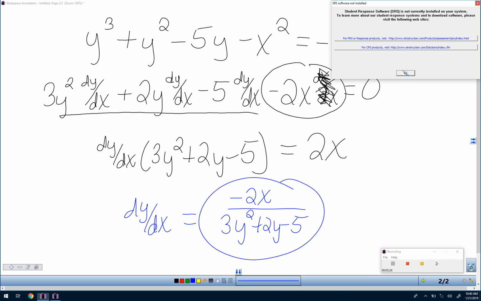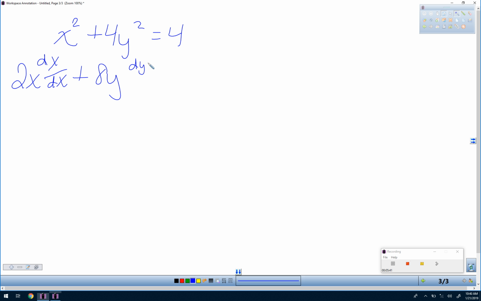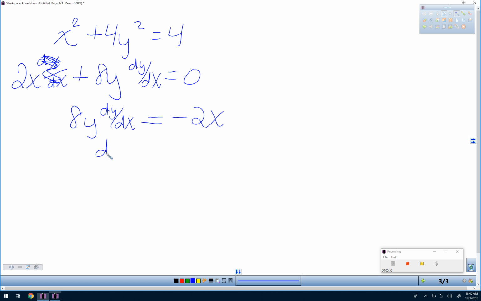All right, let's take a look at another one. Let's say that I wanted to find the derivative implicitly of x squared plus 4y squared equals 4. So the derivative of this would be 2x dx/dx plus 8y dy/dx is equal to 0. Sorry, the derivative of 4 is 0. Remember, dx over dx is the same thing as 1. Keep the dy/dx term alone and move the other one to the other side, and then that would give you dy/dx equals negative 2x over 8y, which technically reduces to negative x over 4y.